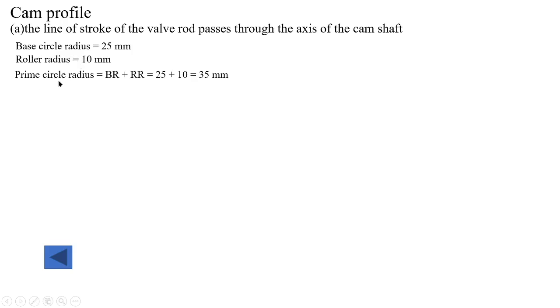So calculate the prime circle radius, which is equal to base circle radius plus roller radius. The base circle radius is 25 and the roller radius is 10. 25 plus 10 is equal to 35 millimeter.